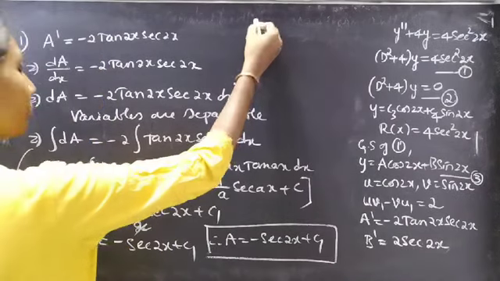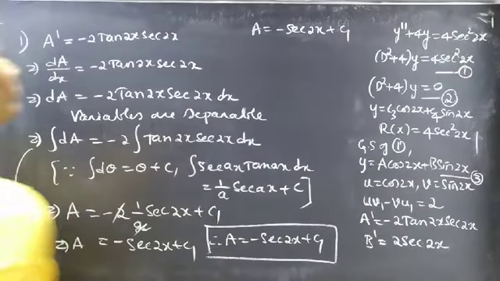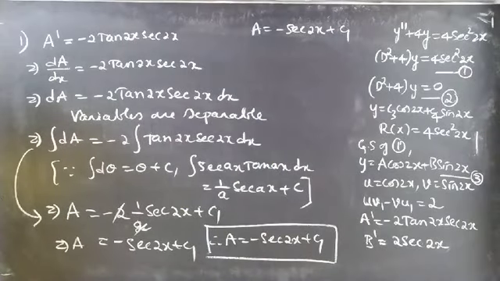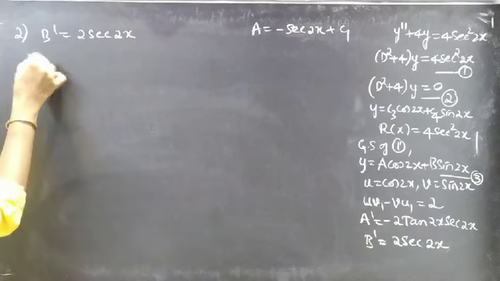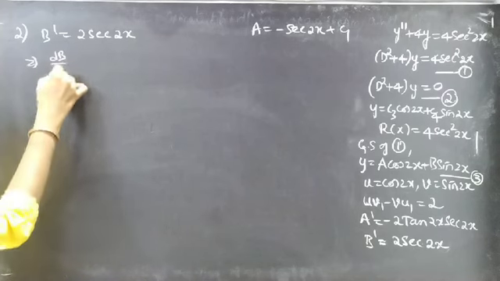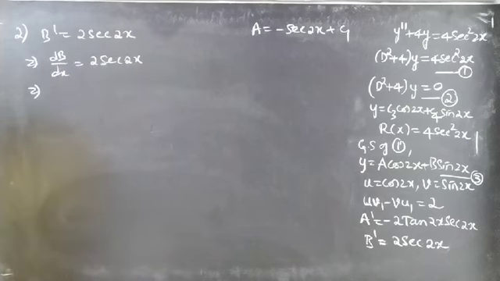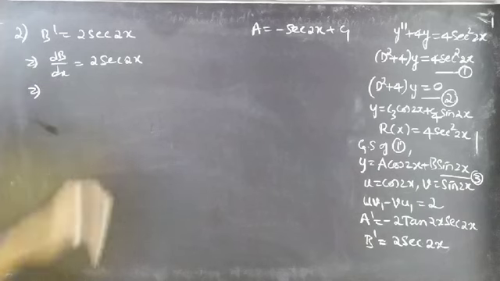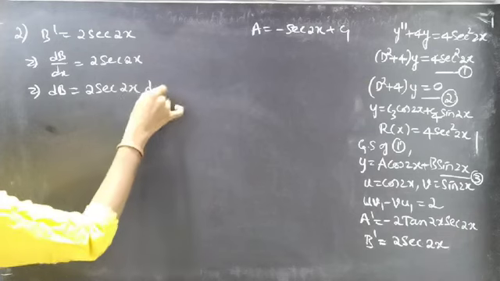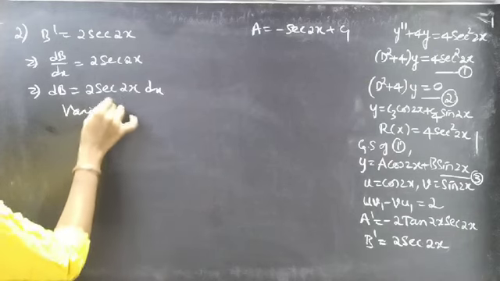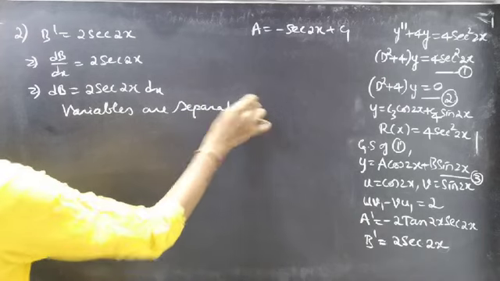Let's now find B. We'll find B using B dash equal to 2 secant 2x, right? We know that B dash is nothing but the derivative of B with respect to x. Let's now separate the variables. In order to separate the variables, we'll take the differential dx to the RHS, then we'll get dB equal to 2 secant 2x into dx. Here the variables are separable. So we can perform integration.